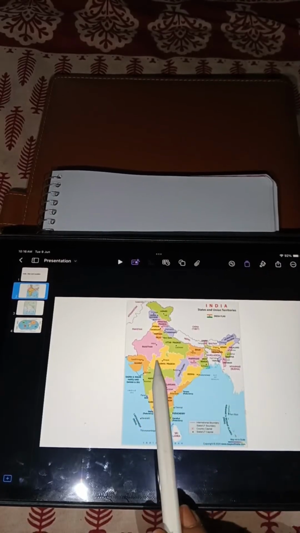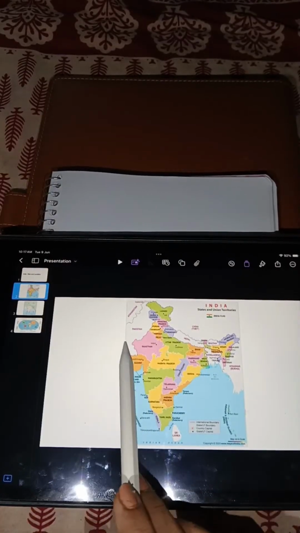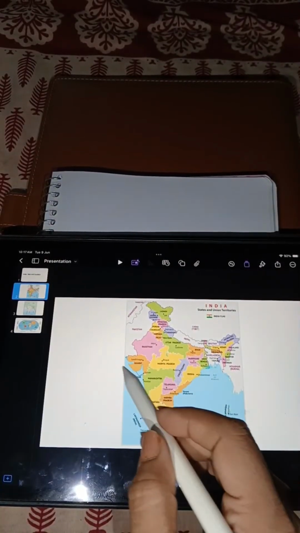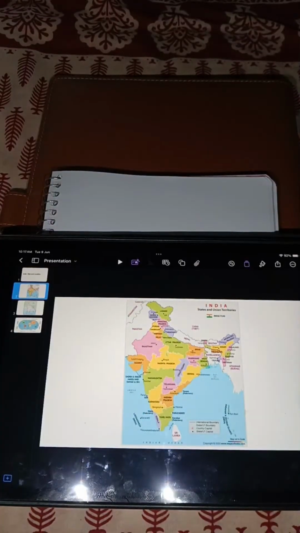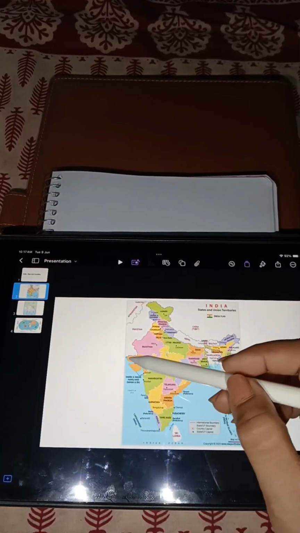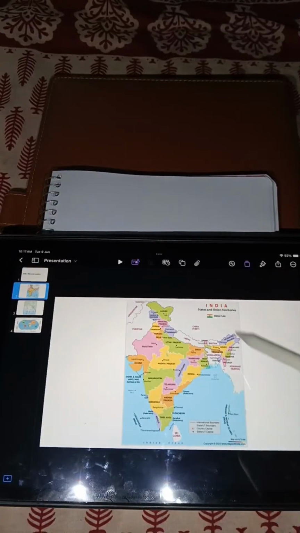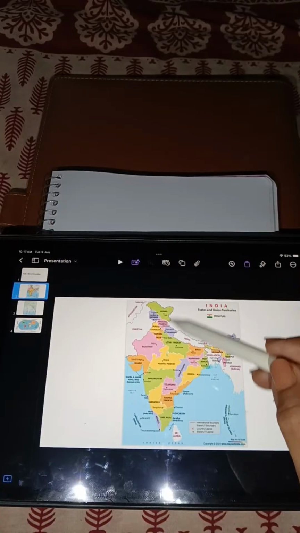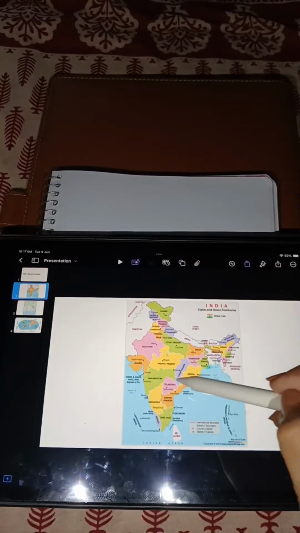We know that a peninsula is a particular type of landform that is connected by water on three sides and by land on one side. So here we can see that three sides, this side and this side, are all connected through water, and the northern side is only connected to the mainland. So this is a perfect example of a peninsula.